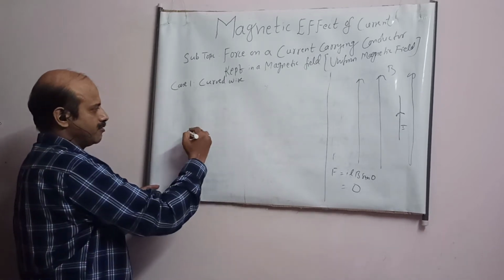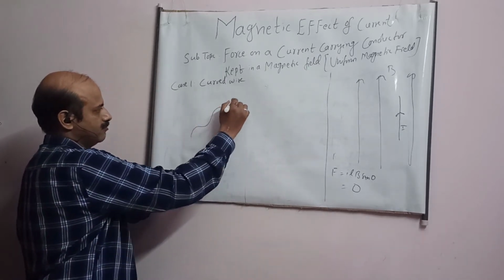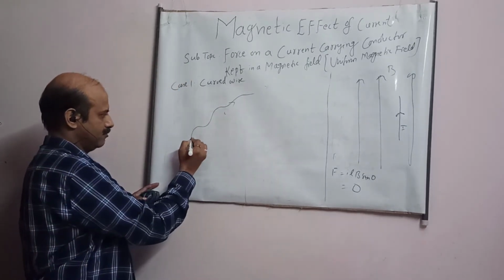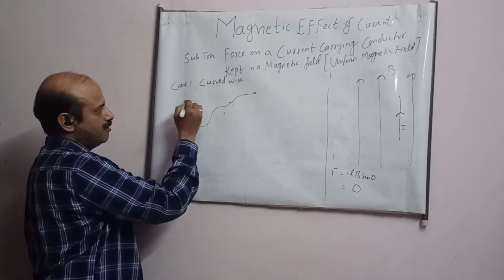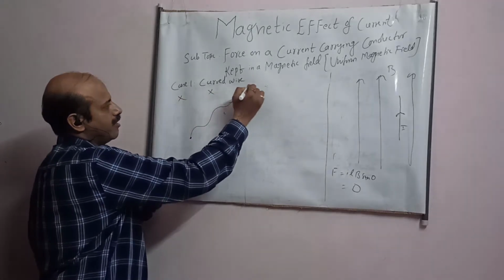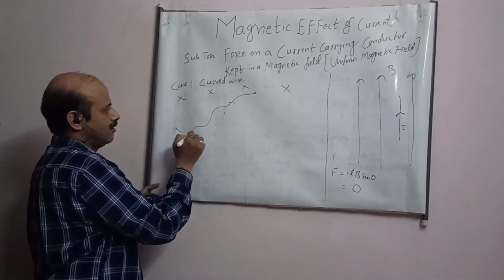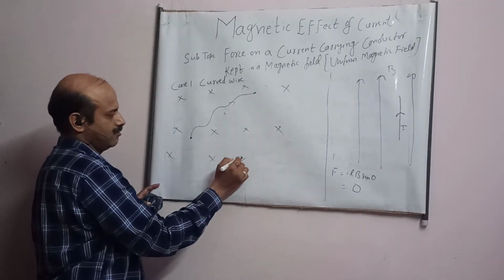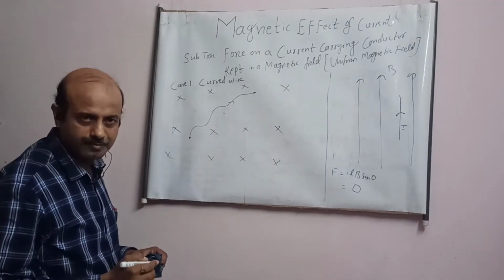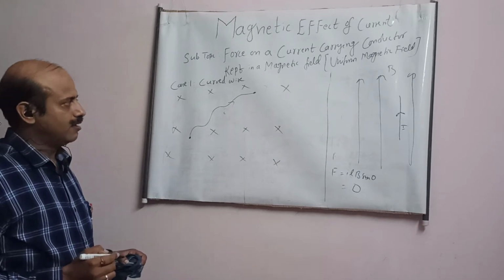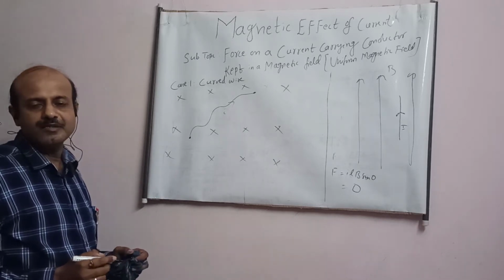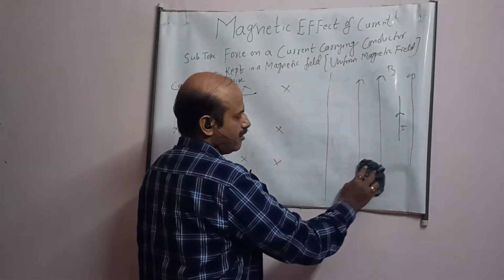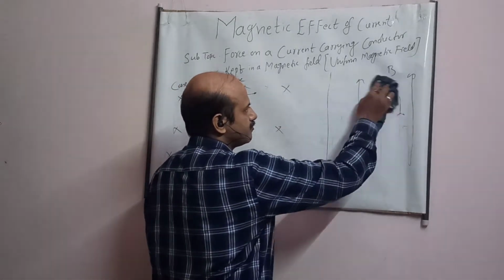Wire is of this form, student. And this wire is kept in the magnetic field. See, student, okay? Now to solve this question, student, you have to revise about the vector addition. What is that vector addition?